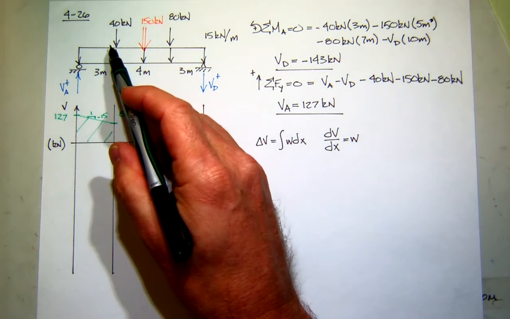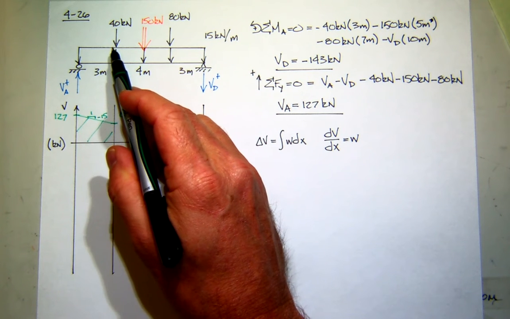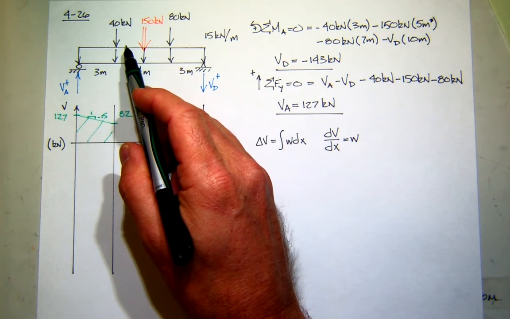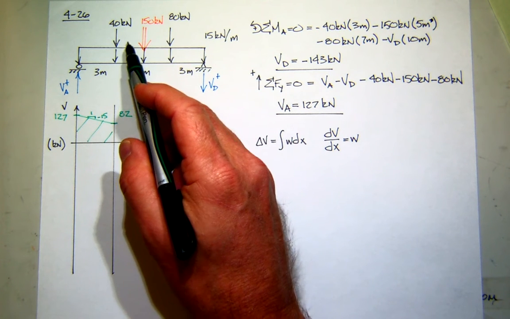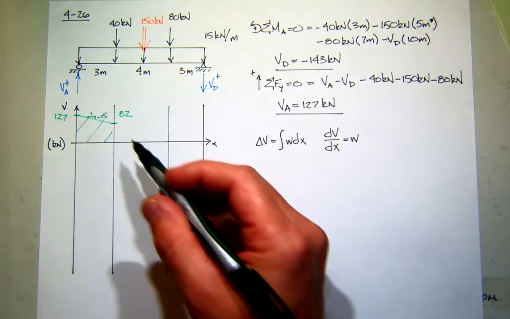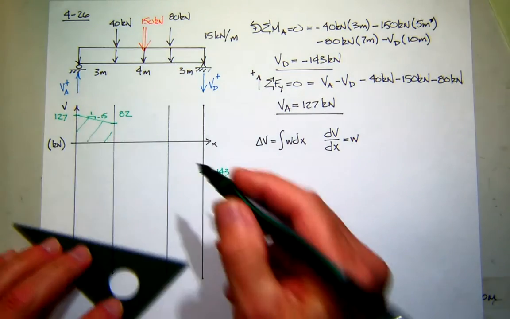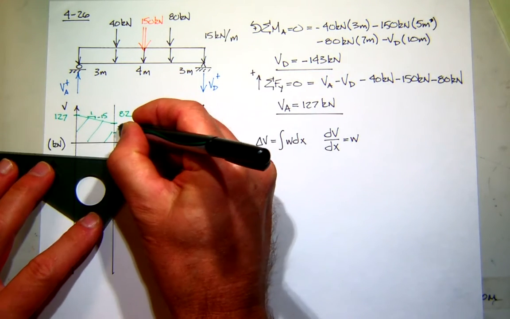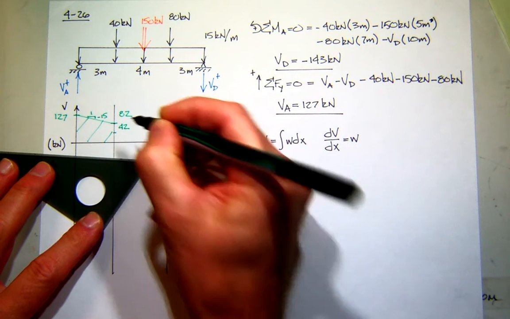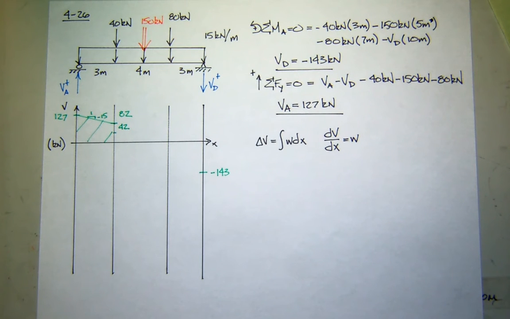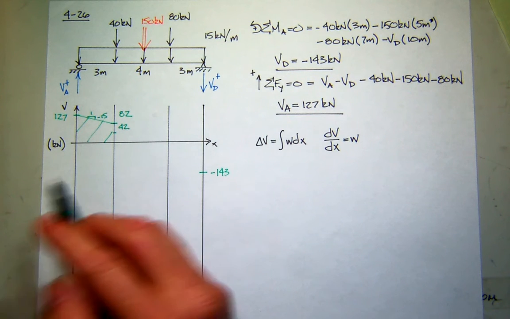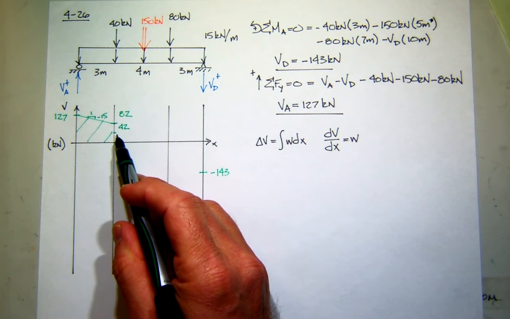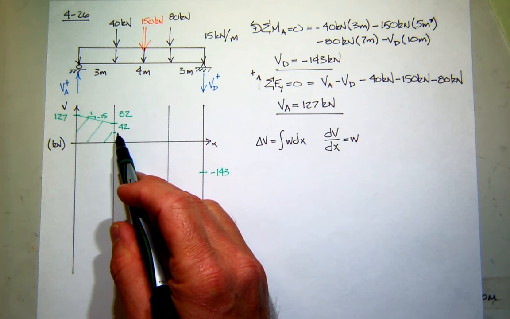Now what happens is I go from just to the left side of 40 to just to the right side. The change in shear is negative 40. So 82 minus 40 is 42. See that? So we're at 42 just to the right of that 40 kilonewton load.